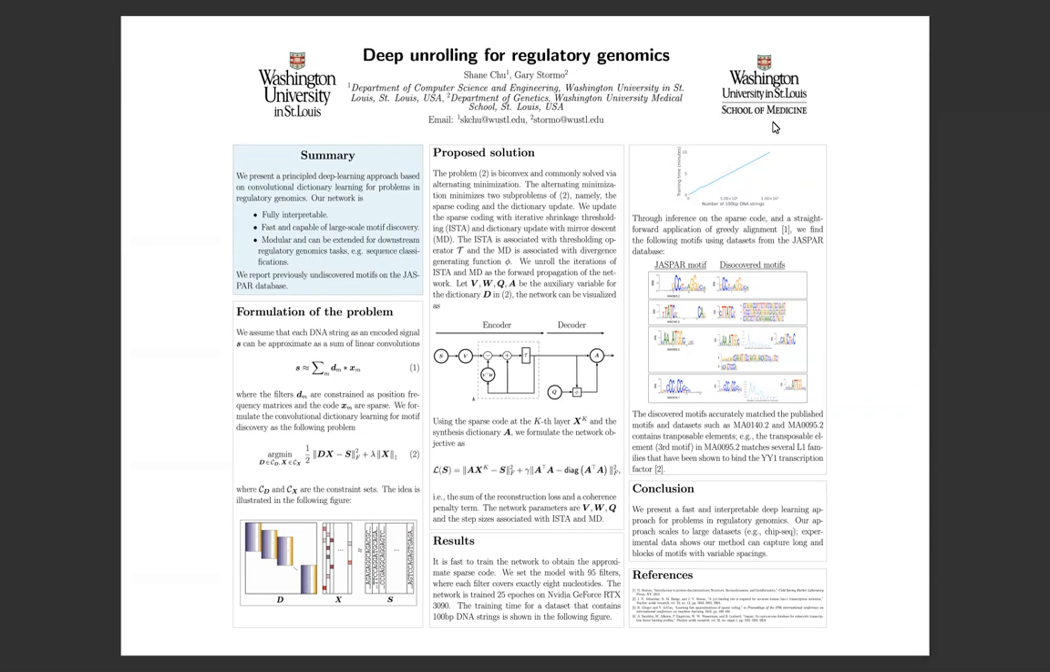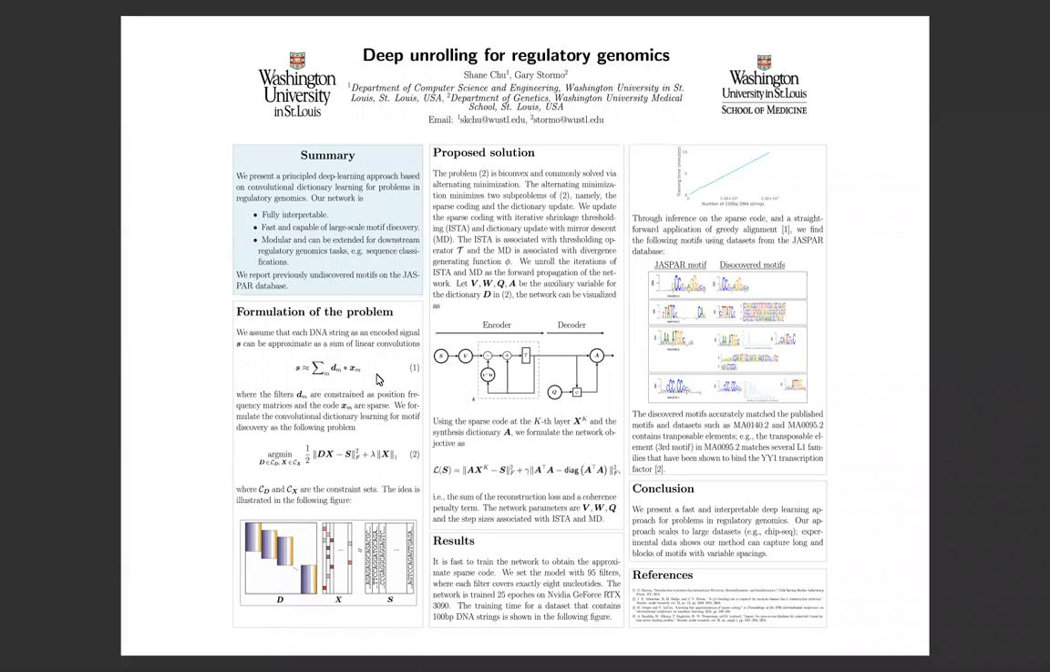So this is about deep unrolling for regulatory genomics problems. First, the summary. Our method is interpretable and it is fast, and it can be used for downstream regulatory genomics tasks such as sequence classification. And we're going to show some of the results on motif discovery using the approach that we have. So let's go to the formulation of the problem.